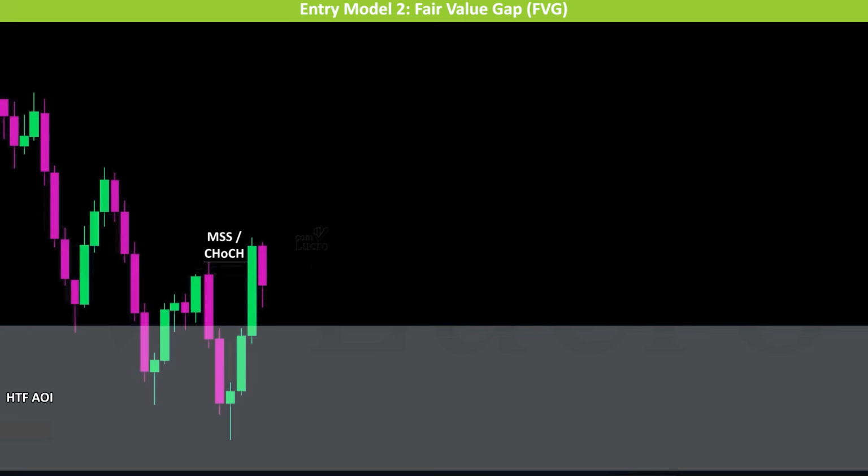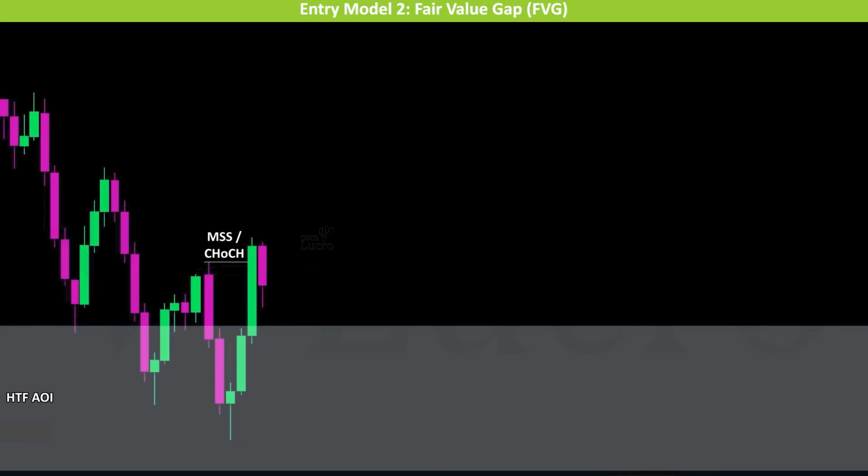To illustrate the reversal approach, let us consider a bullish scenario. The first condition is that price is reacting from a significant higher time frame level, or that it has just taken out a major pool of liquidity. Once this occurs, we need to see a market structure shift on the lower time frame. This becomes our first layer of confirmation.